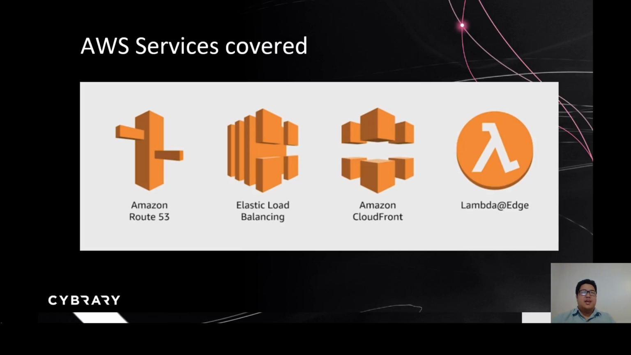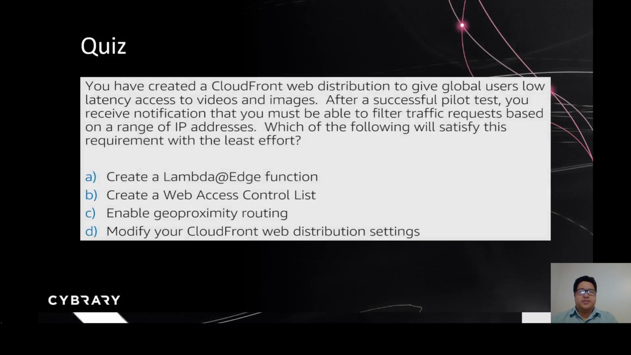After this quiz, you have created a CloudFront web distribution to give global users low latency to videos and images. Which of the following will satisfy this requirement with the least effort? The answer is B. Create a web access control list.